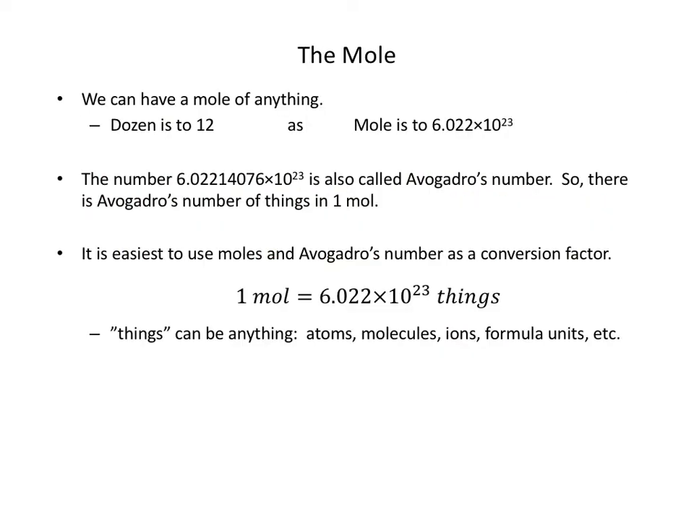All right, and so we can have a mole of anything, just like we can have a dozen of anything. So 12 is to a dozen as 6.022 times 10 to the 23rd is to a mole. Now this number, 6.022 times 10 to the 23rd, is also sometimes called Avogadro's number. So if I have 1 mole of things, then I have Avogadro's number of things. And so it's easiest to use moles and Avogadro's number as a conversion factor. If I have 1 mole of something, then I have 6.022 times 10 to the 23rd of those things. All right, and things can be anything. It can be atoms, molecules, ions, formula units. It can be anything we want.